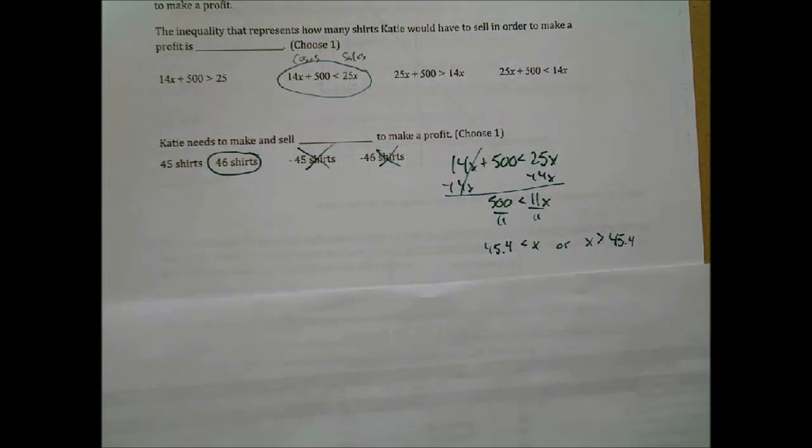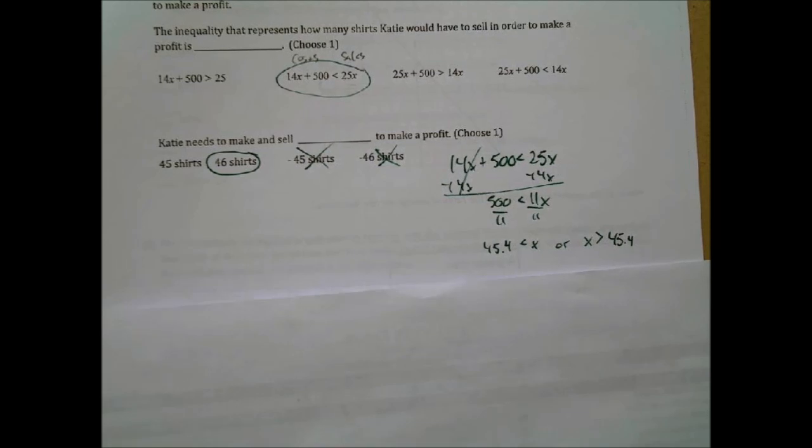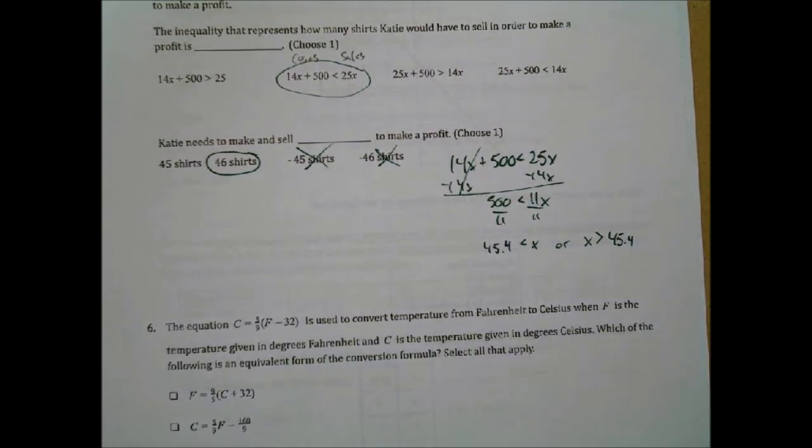But she doesn't count 46. What's that? She found 45. No, we're asking how many does she have to sell? Yeah, how many will she need to sell? Yeah. Okay. Questions on any of that?